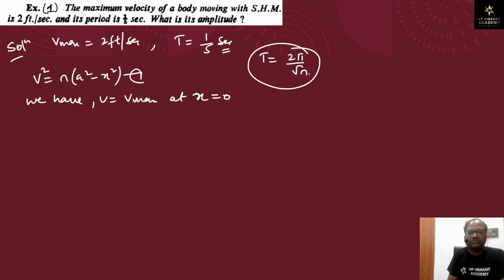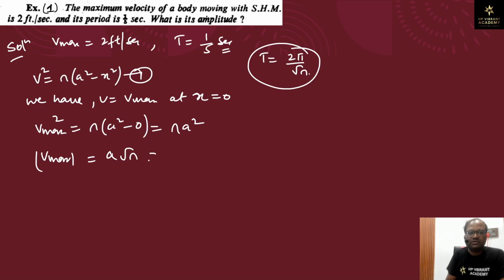Let us put x is equal to 0 in equation 1. So we have v max whole square is equal to mu a square minus 0, which is equal to mu a square. So what will the mod of v max be? It is equal to a root under mu. This is given as 2 feet per second. So root under mu is equal to 2 upon a.